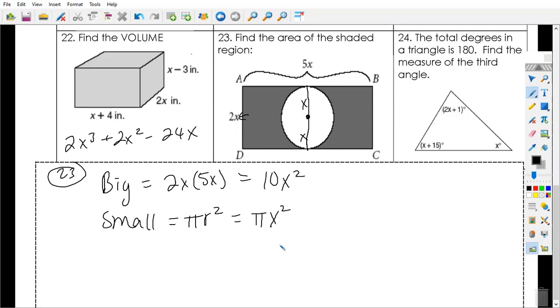Yeah? And what do I need to do with these two? Subtract. So we have 10x squared minus pi x squared. Now, since we don't know the value of x, is there any reason for me to make pi into a decimal? No. So all we're going to do is clean this up, and we're left with x squared times 10 minus pi. So as soon as I know x squared, I will put that in, and I can figure out the rest. But this is my exact value of my shaded region.